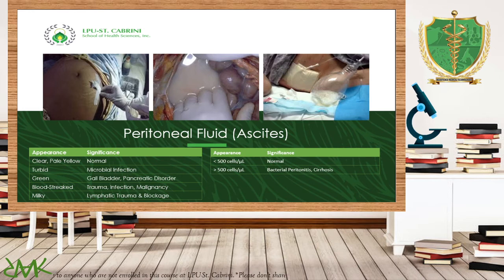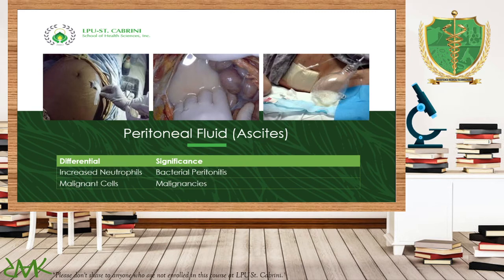Okay? So, for the cell count, less than 500 cells is considered normal. While if there are greater than 500 cells per microliter in our peritoneal fluid, that is an indication of bacterial peritonitis or even cirrhosis. Cirrhosis is a scar in the liver that can cause alteration in liver function. Okay? So increased neutrophils is an indication of bacterial peritonitis, and malignant cells are, of course, for malignant disease.